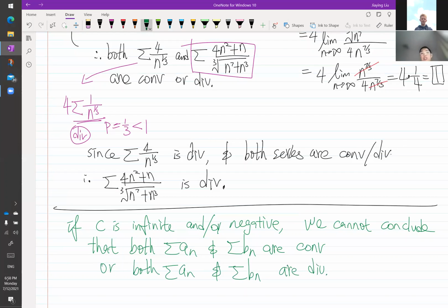So if we end up finding C is infinite, you have to use a different test. This test is not going to be helpful in that case.